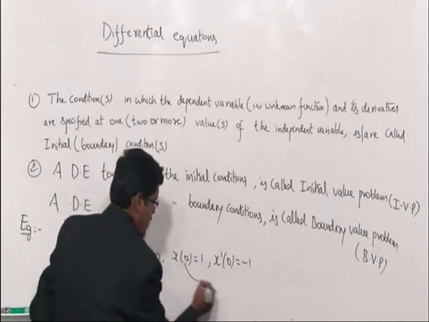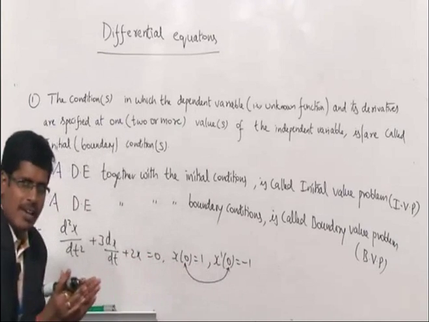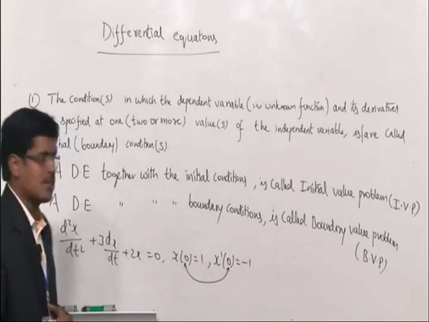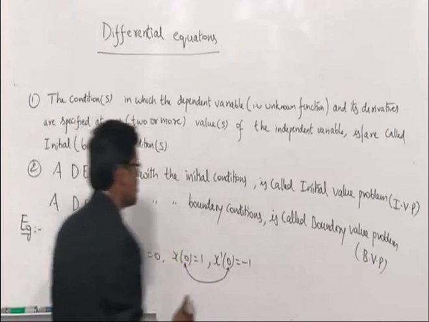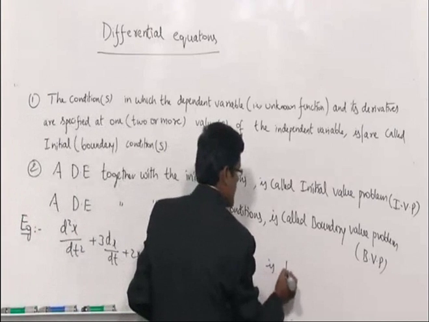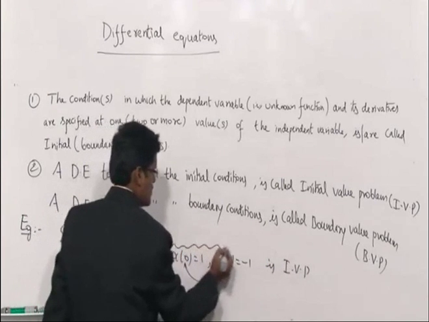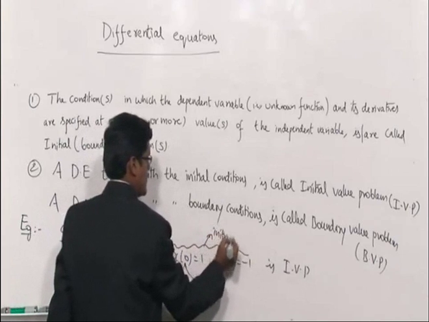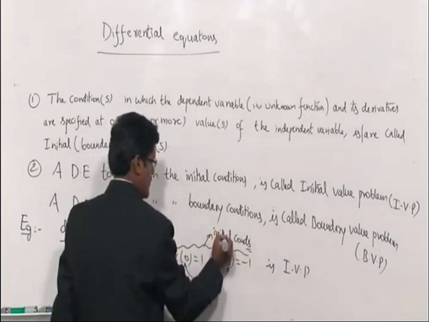So I am just giving an indication. Both bracket terms, that is the independent variable value, are the same. Those conditions are called initial conditions, and the problem is an initial value problem, IVP. In the upper level I am writing initial conditions.